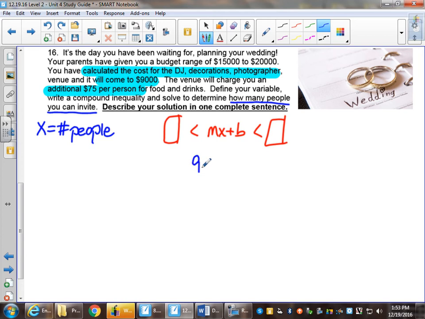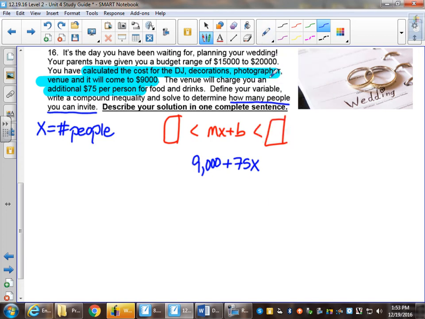It's going to be the 9,000 flat. That 9,000 counts for the DJ, decorations, photographer, oh, and the venue. I didn't highlight that, but the venue as well. You pay for those things once, plus $75 per person. So there's my mx plus b.